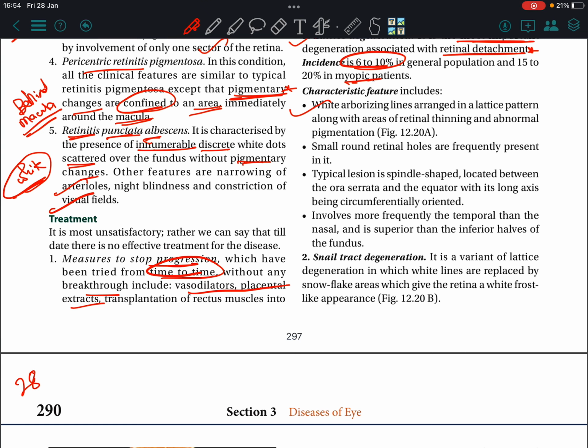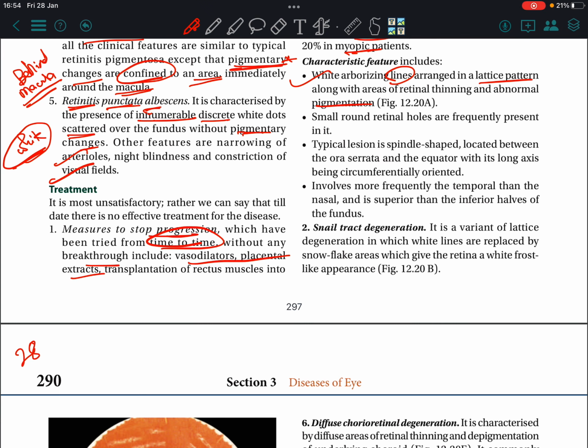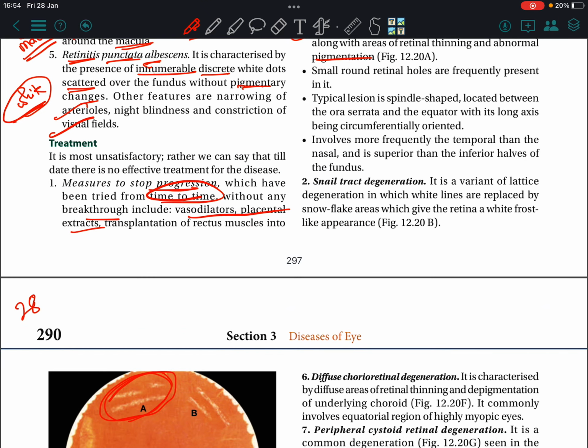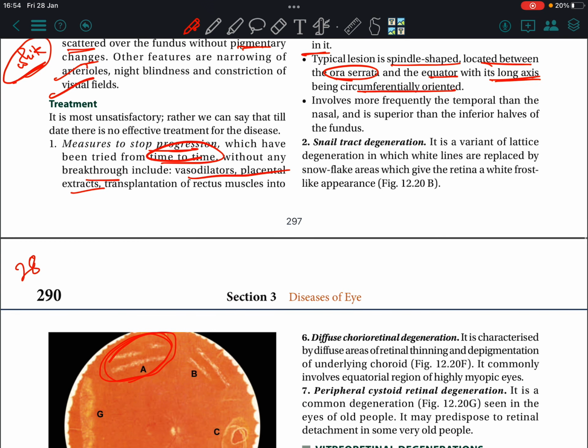Characteristics: white arborizing lines arranged in a lattice pattern along with areas of retinal thinning and abnormal pigmentation. Small round retinal holes are frequently present in it. A typical lesion is spindle shaped, located between the ora serrata and equator, with its long axis circumferentially oriented. It involves the temporal more frequently than the nasal, and the superior more than the inferior halves of the fundus.